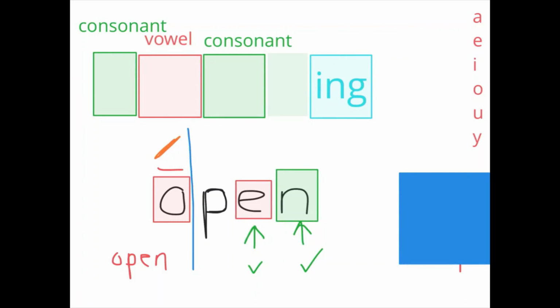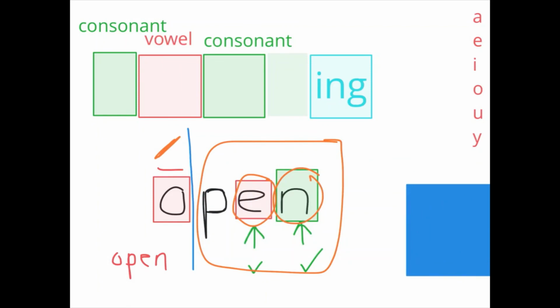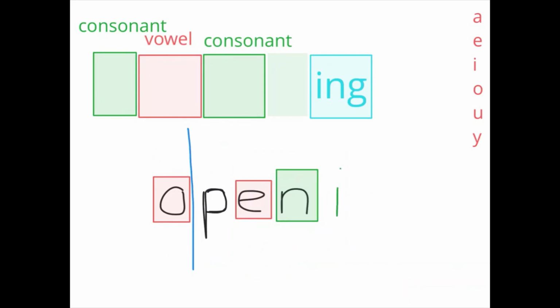Well, guess what? That means that we are not going to double the final N, because we only double the final N if we have one letter in the vowel box here, one letter here, but we accent the final syllable, and we are not doing that. We are accenting the O, open. So when we write this word, we are not going to double the final N. Let's see what it will look like. We just add ing, opening.